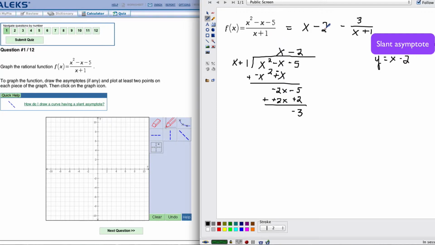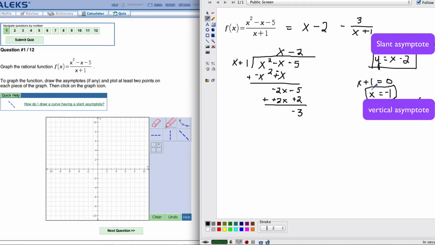Then we also know from this original function that you have another asymptote because the denominator cannot equal 0. So if you take x plus 1 and set it equal to 0, you get x equals -1. And so this is your vertical asymptote. So these are the two asymptotes we needed.